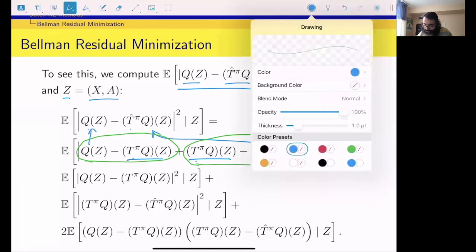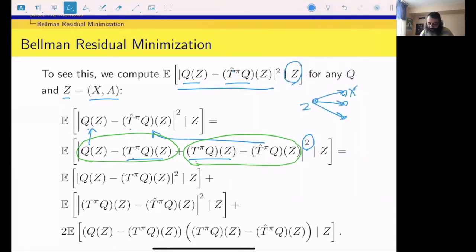If we do that, we get the expectation of Q of Z minus T pi of Q of Z, squared, conditioned on Z. The other one is T pi of Q minus T hat pi of Q. The difference is just that one of them has a hat: it's the empirical Bellman operator, and the other is not. And the last term is the inner product of these two terms.